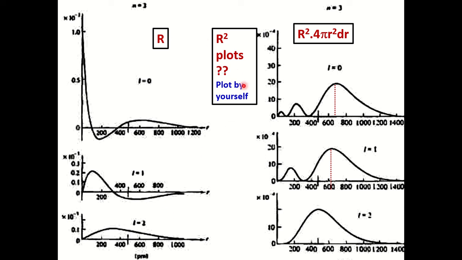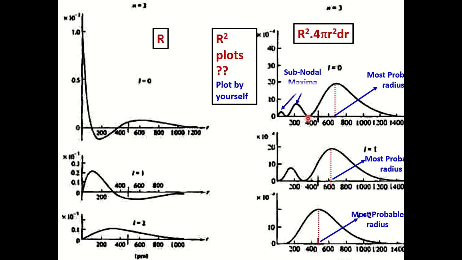I have not plotted the radial square of the wave function; that you can do yourself. So these are the most probable radii of the 3s, 3p, 3d respectively. And you also have subnodal maxima, and these are the things that you will find important in case of penetration and shielding. These are the points where subnodal maxima play an important role.